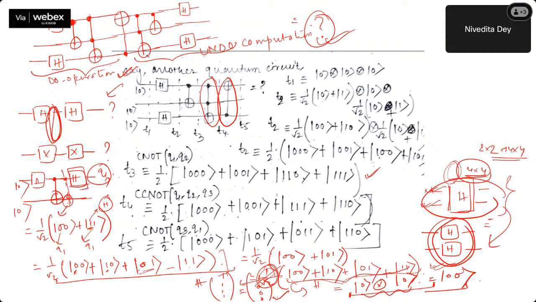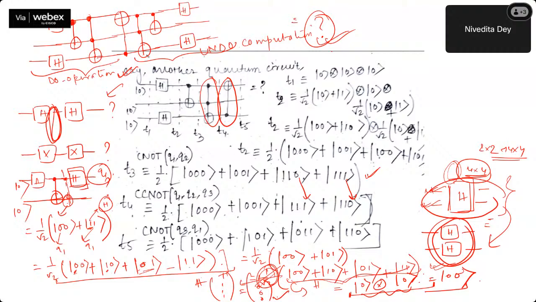Just see it over here. Both the controls should be 1. So this happens only for the third and fourth cases. So 1 1 0 will become 1 1 1, the third qubit will be flipped. And 1 1 1 will become 1 1 0, the third qubit is flipped. Okay, so this is a basic Toffoli gate.